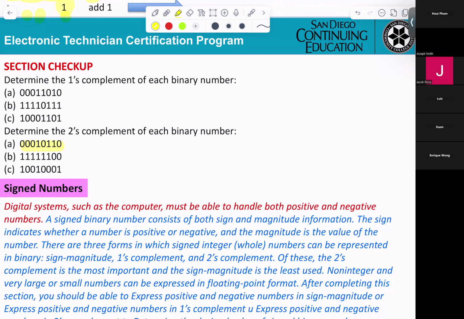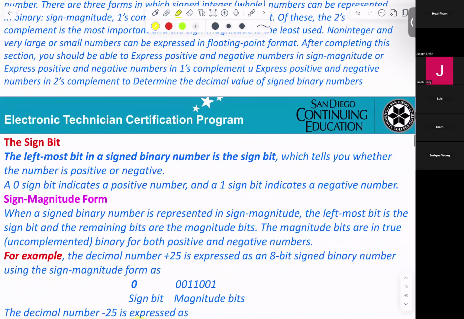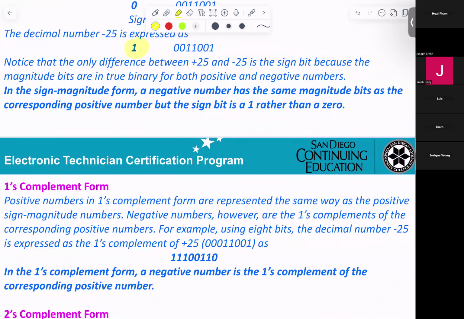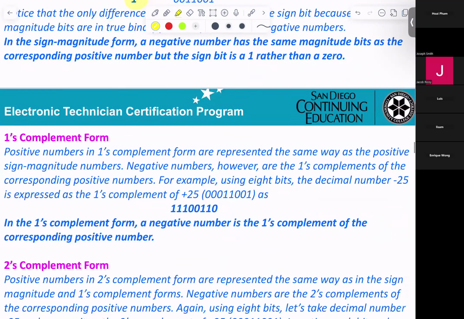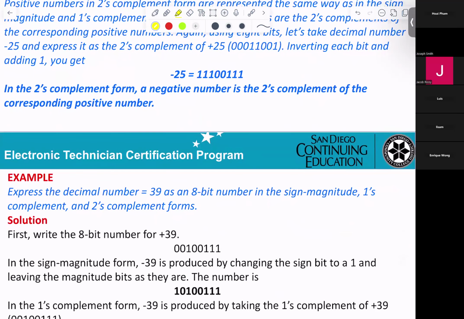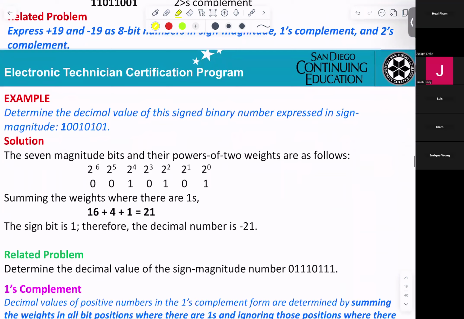Okay, signed number. We do not deal with that. Okay, sign bit. We don't care either. First complement form. Let's see. That's still a signed number. Okay, if you go to a higher level of engineering, you will learn that. Okay, we don't deal with the negative number.